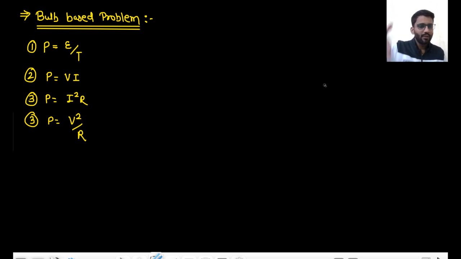So these formulas of power we have seen. Power equals energy by time. Power equals voltage into current. Power equals current square into R. Power equals voltage square by R. Basic formulas we have seen.